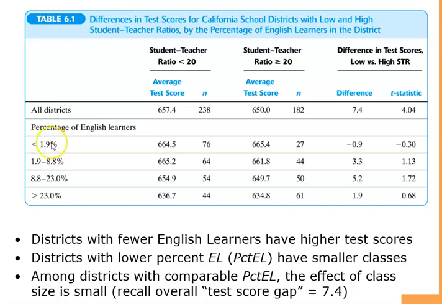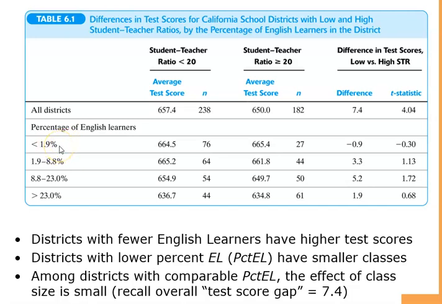So this is the row which corresponds to the districts with few English learners. So they have higher test scores. If you look at the student-teacher ratio, it's basically not having a huge impact on the students' test scores. So 64.5 and 65.4 are the average test scores for schools with student-teacher ratio less than 20 and greater than 20 for the districts which have less than 1.9% of English learners.